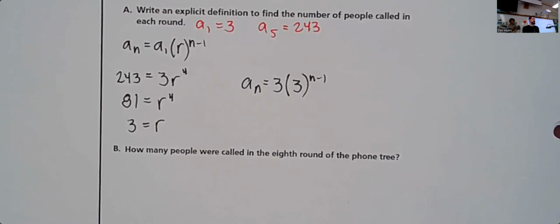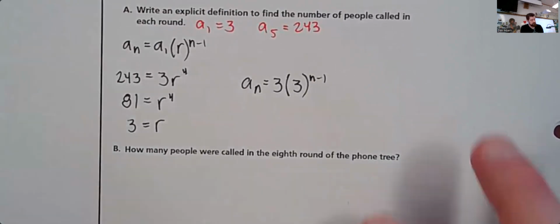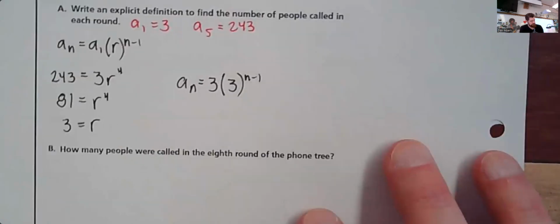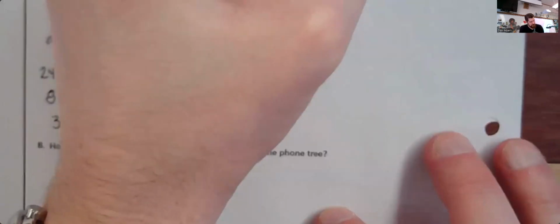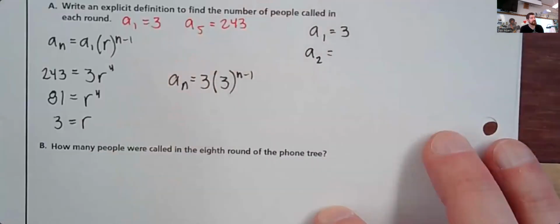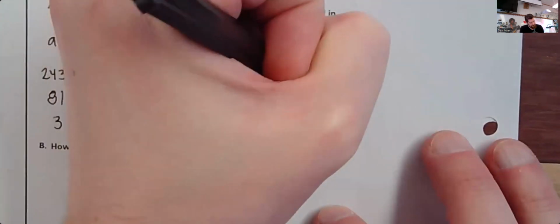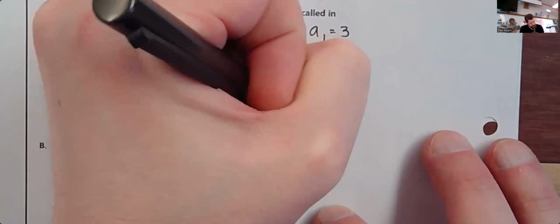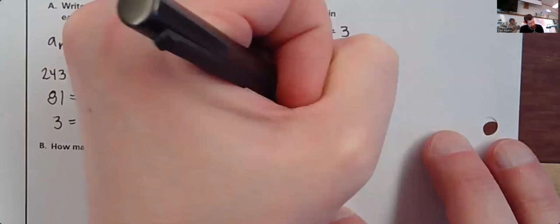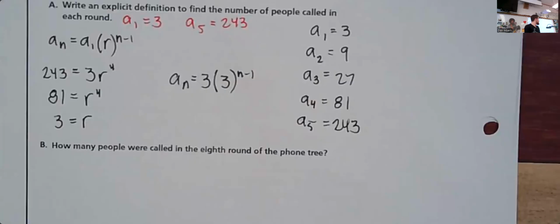So the number of people called in each round. A sub 1 equals 3. A sub 2, what does it equal? 9. A sub 3. A sub 4, 81. And A sub 5, 243. So that's what we have.